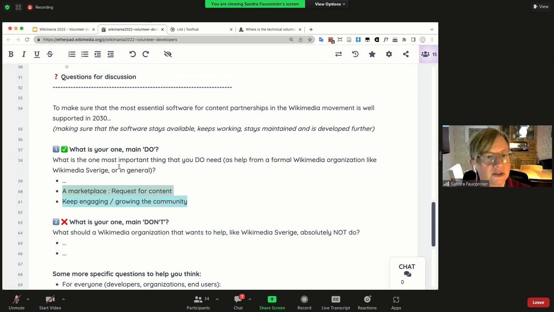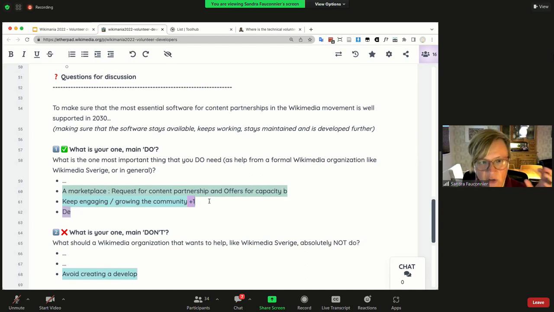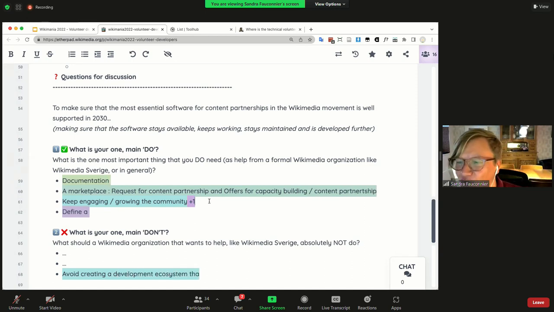If there are things that other people are saying that you totally agree with, you can just say plus one. So I will do that here as well. I totally agree with keep engaging, growing the community, I plus one that. That also gives us a way to see, these are the ideas that people like a lot. And I see that people are already typing, and let's do that together for a few minutes.